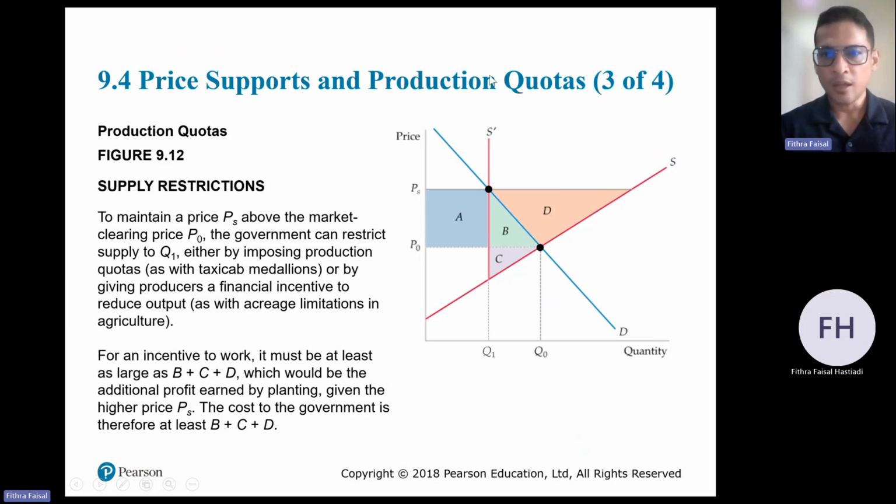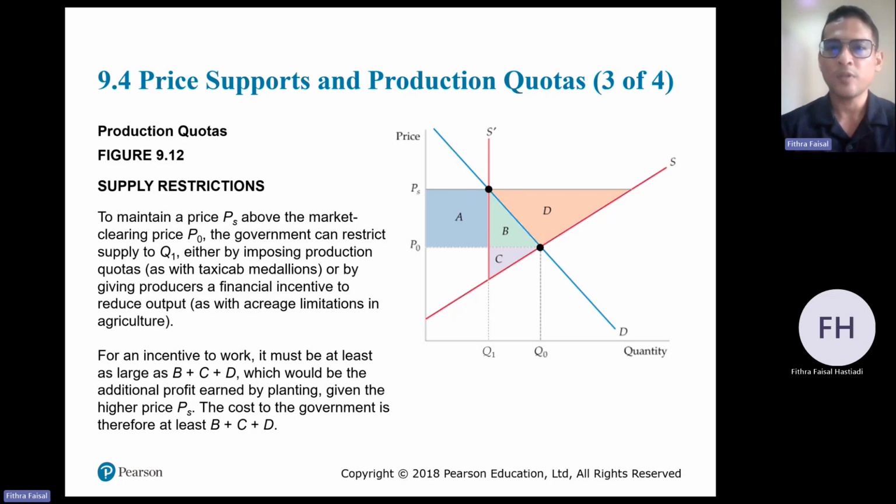If they restrict the supply curve until this much, the equilibrium should be here, Q1, so the price should be PS, right? So the producers here gain A, and they also have the compensation from the government for not producing more than Q1. That should be B, C, and D. This is the area of the incentive from the government, the state budget. They're giving the incentive to the producers for not producing.